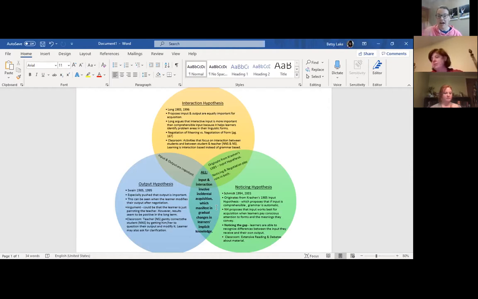So I personally like the output hypothesis. I think it could be really beneficial. I can see how I can use that in the classroom, and I do currently, and I'm assuming you both do also.